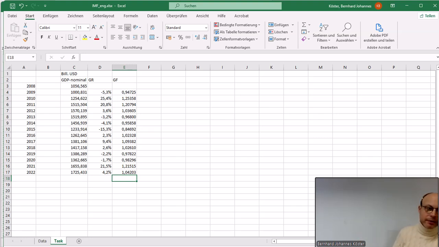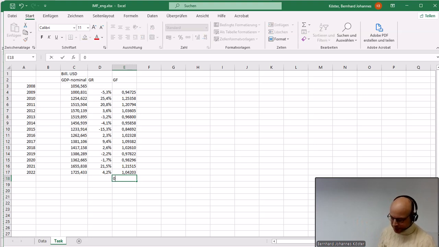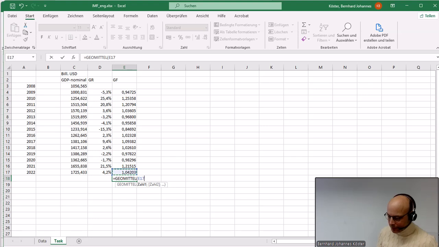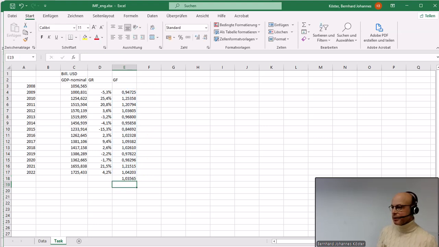And I will do it in different ways. But of course, this is some software package and you do it quite often. Therefore, you have a direct formula. And this direct formula, very surprisingly, is called geometric mean. Then I can read in my data and pressing enter, I obtain the averaged growth factor.